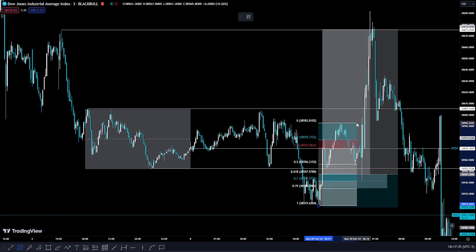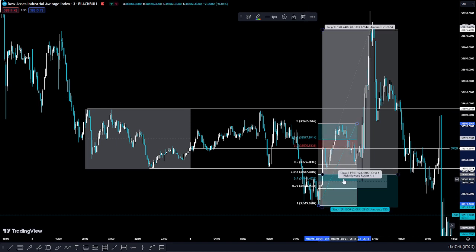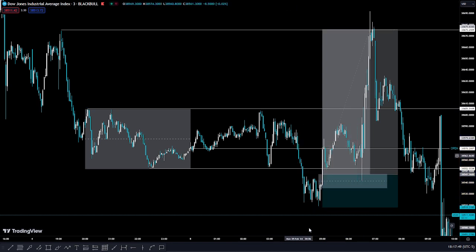So this is it. I want the price to return. See, I marked out this area and extended it. I just want the price to return to that area. That is an OTE area. Then I put in my buy.